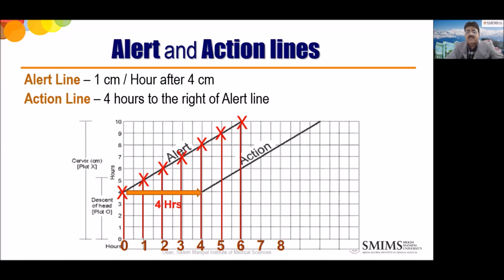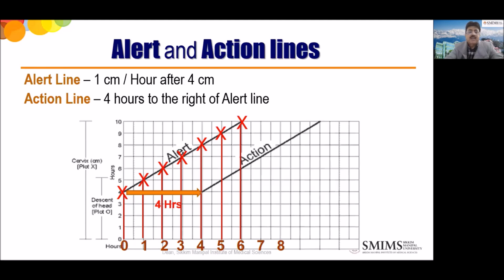Only if the cervix is fully dilated, and the head is there on the perineum, then probably you can use a forceps or a vacuum. Otherwise, the action most of the time is an immediate or emergency cesarean section. I hope it is very clear. The action line can be less than 4 hours, depending upon the center or depending upon your experience.